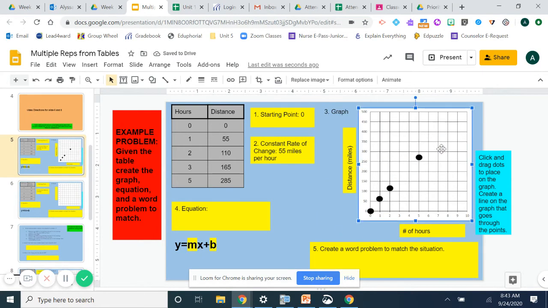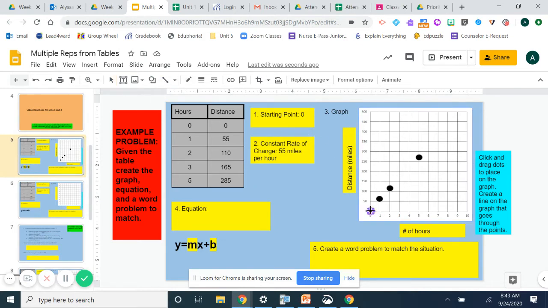All right. So I have my dots. And if you look here at the blue highlighted, it's directions for the graph. Probably should have read this before, but it basically just says click and drag the dots to place on the graph. Then create a line on the graph that goes through the points. So that's my line tool over here.